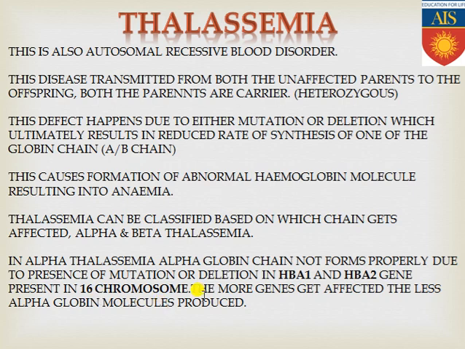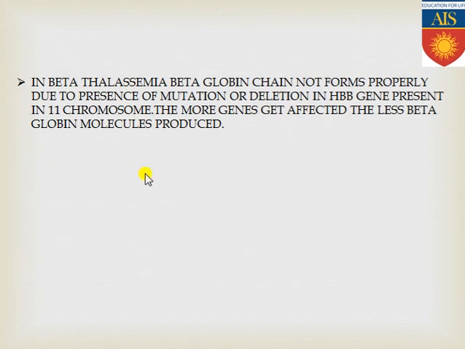In case of beta thalassemia, the beta globin chain is not formed properly because the mutation or the deletion has occurred in the HBB gene, which is present in the 11th chromosome. Due to the mutation or deletion in the HBB gene on the 11th chromosome, the beta globin chain is not formed properly and that individual suffers from beta thalassemia. So this is total about thalassemia.